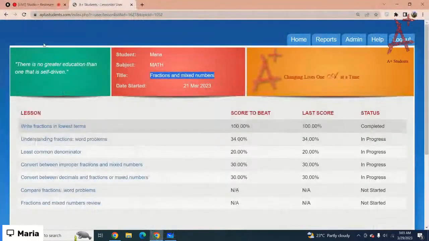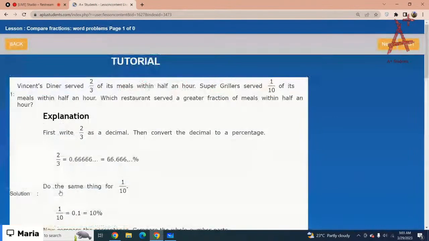So here I'm on grade 6 maths. We're going to start with the chapter fractions and mixed numbers. Here is the lesson we're going to start, compare fractions word problems. So let's just start. Let me just read the question, just listen to me carefully.